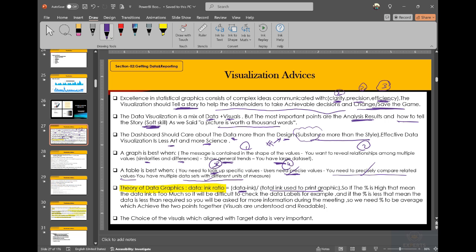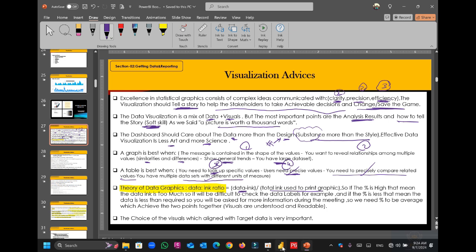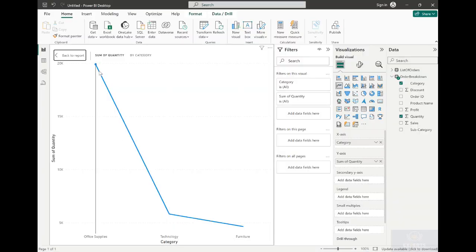The total ink used for the graph is the ink for the x-axis, y-axis, the graph, the titles, the legend, for everything. This is the total ink. And the data ink is the ink used for the graph itself, for the line here. So if the percentage is very small, this means the data ink is very small compared to the ink for the total graph itself.